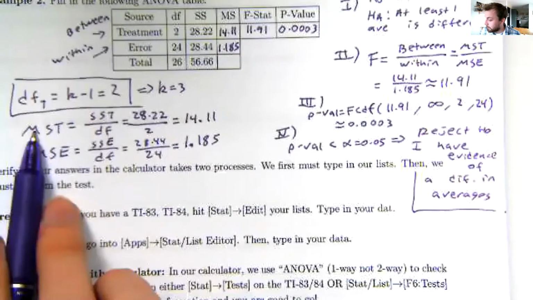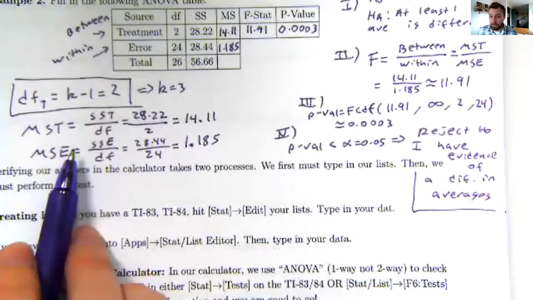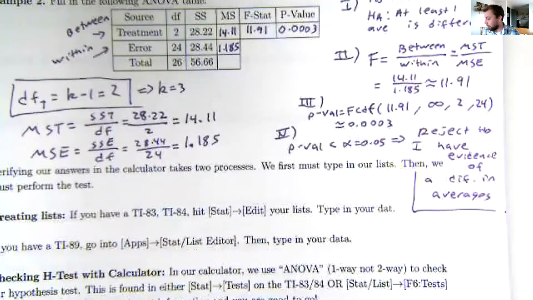MST, this was the between. MSE, this was the within. I'm going to show you how to calculate the MST and MSE for our data that we started out with for the tip amount there. And I'm going to start by going into GeoGebra just to show you what that process looks like. And then I'm going to show you again using graphing calculators. Let's start with GeoGebra first, though.